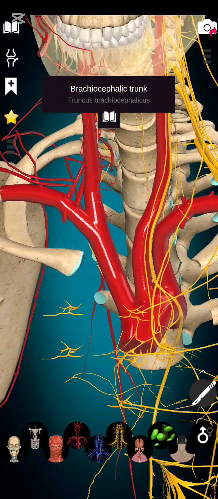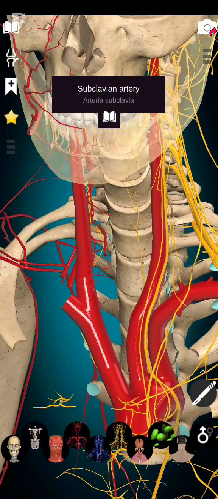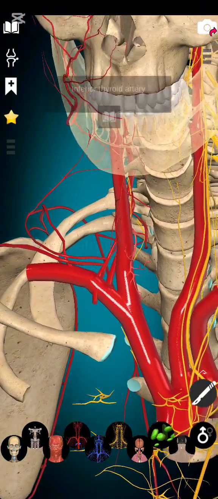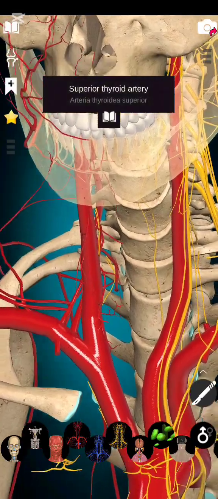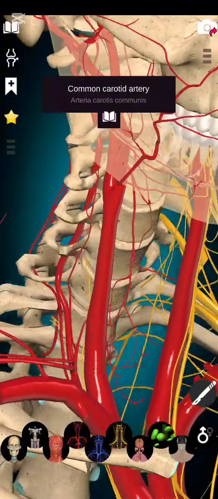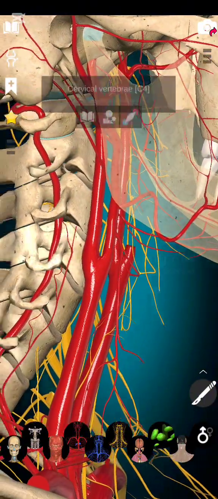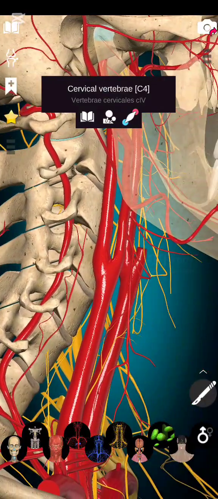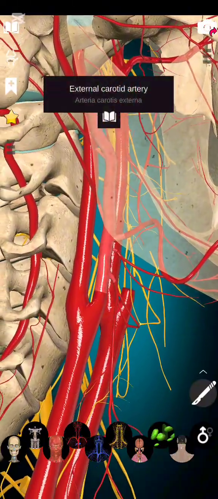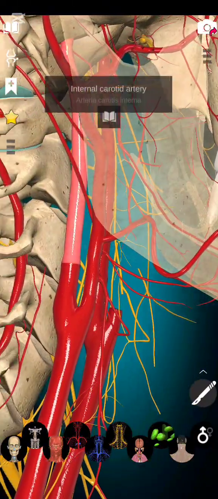The first one is your brachiocephalic, the second one is your common carotid, and the other one is your subclavian. The brachiocephalic branches off into a subclavian and a common carotid. So this common carotid is going to go up, and at the level of C4, it is going to bifurcate into the internal and the external carotid artery.